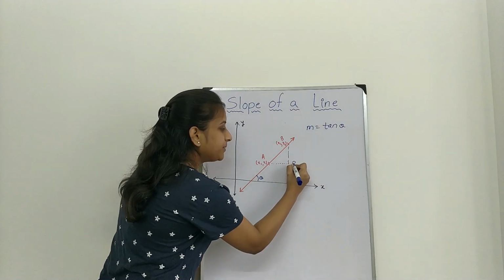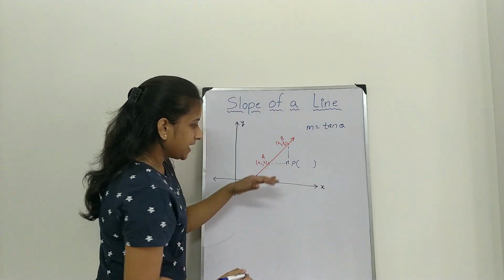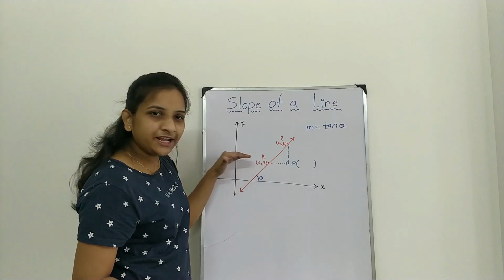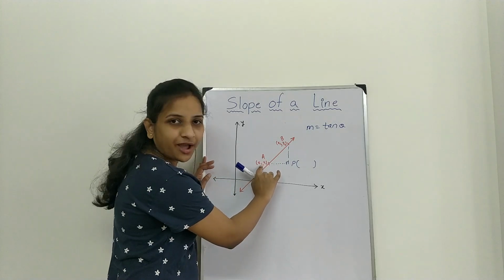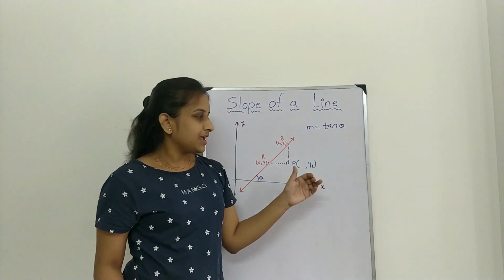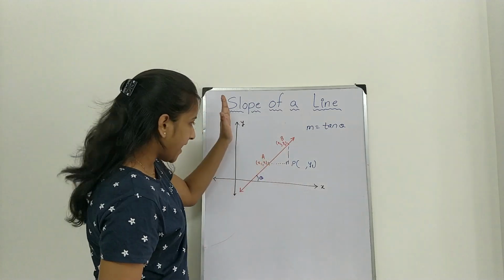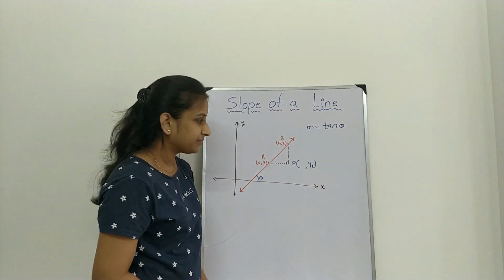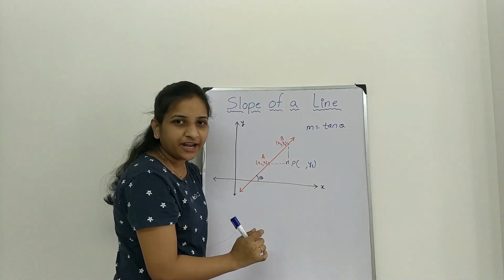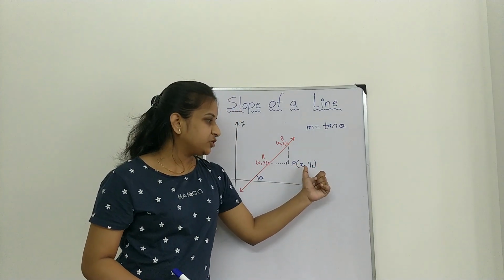Okay, so this is the point P. What are the coordinates of this point P? AP line is parallel to the x-axis, so the y coordinate is the same as A's y coordinate. So this is y1. Now the x coordinate for this point: BP line is parallel to the y-axis, so the x coordinate is the same as B's x coordinate. That means x2. So point P is (x2, y1).